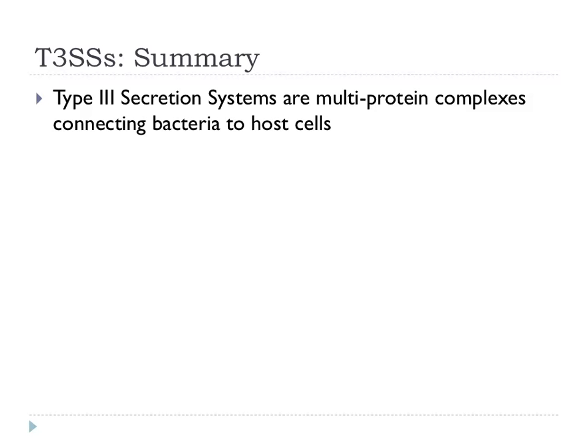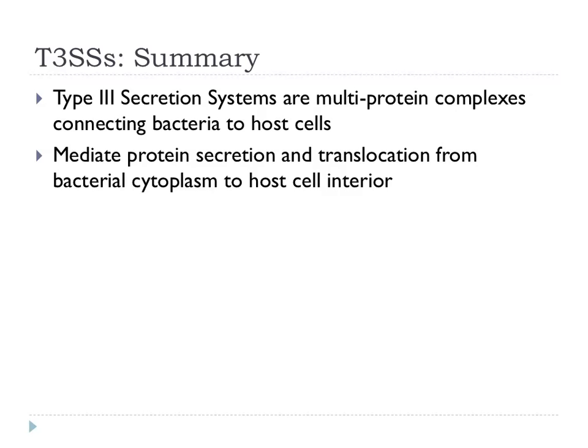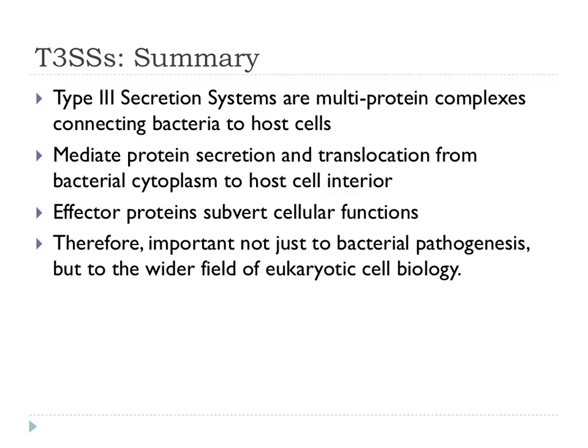So, I've finished now. In summary, we have these type 3 secretion systems, multi-protein complexes connecting bacteria to host cells. They mediate protein secretion and translocation from the bacterial cytoplasm to the host cell interior. The effector proteins subvert cellular functions. An interesting point is that these effectors are of interest to a wider field, because people interested in the actin cytoskeleton can use these effectors to interrogate the systems they work with.